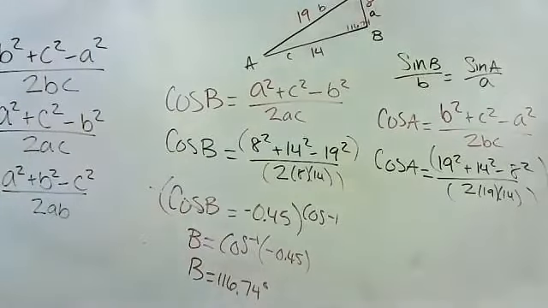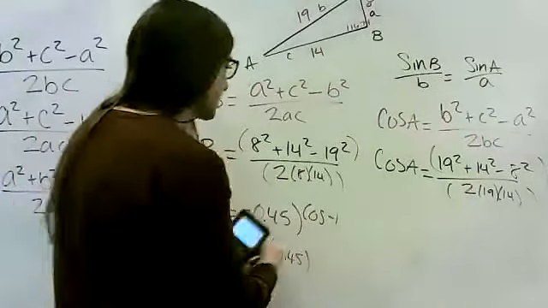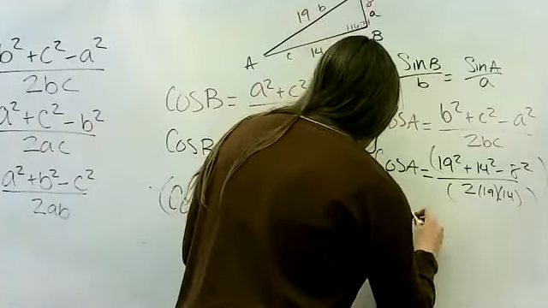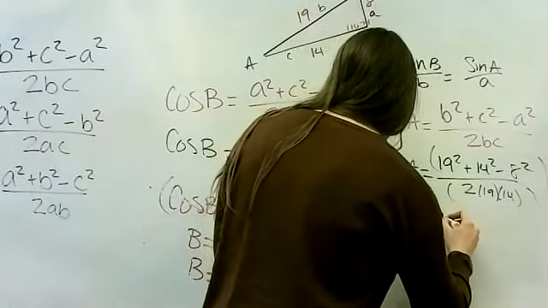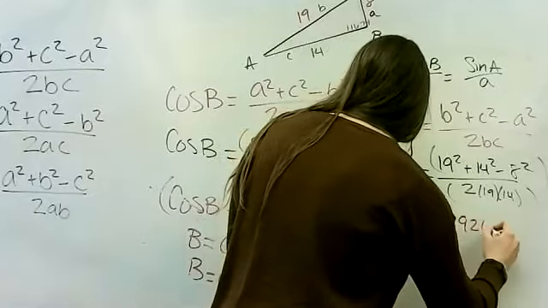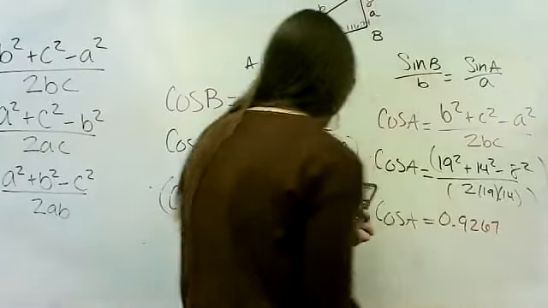And that one is giving me... there we go. Okay, sorry, I took the wrong first. Okay, so I'm coming down to a cosine A equals 0.926. We'll just say 0.67.